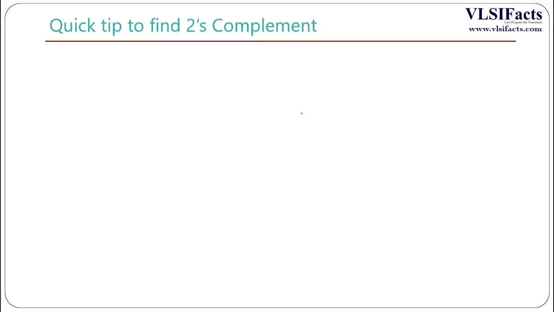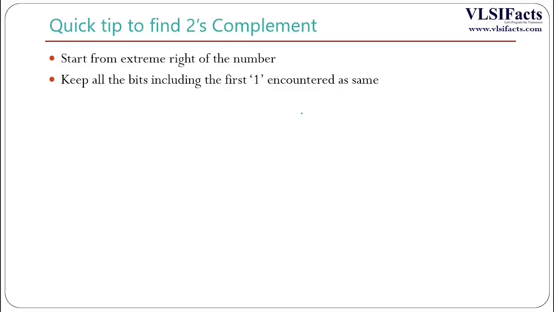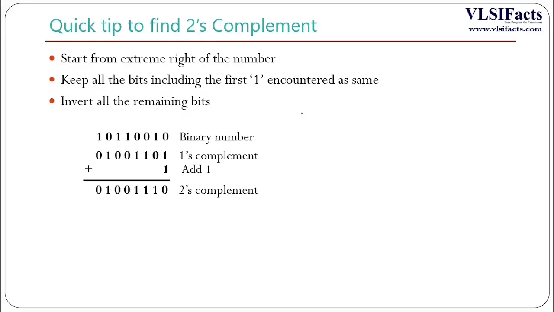Now I will give you a quick tip to find the 2's complement form. For this, you have to start from the extreme right of the number. Keep all the bits up to and including the first 1 encountered as the same. Invert all the remaining bits. Now we will consider the same example which we have seen before, where you can see the procedure we discussed earlier to calculate the 2's complement form of a binary number. Now we will use the quick tip to calculate the 2's complement form.